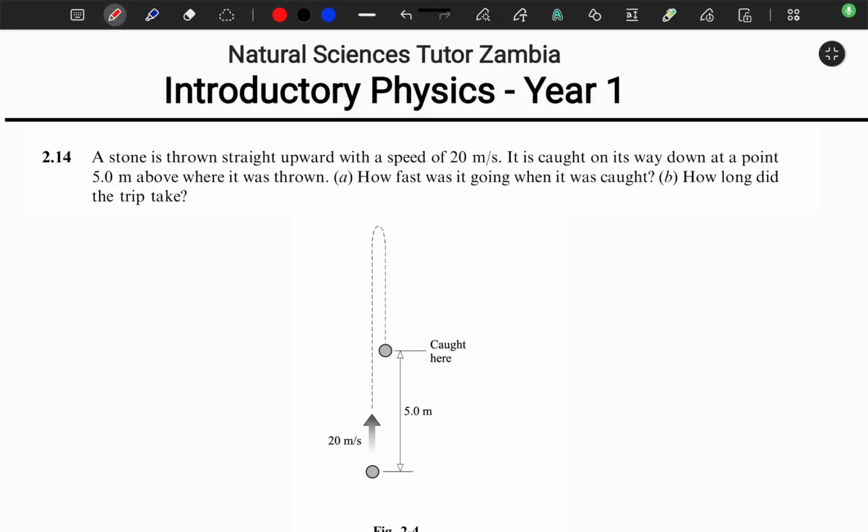We are going to look at another question on uniformly accelerated motion, specifically the free fall.